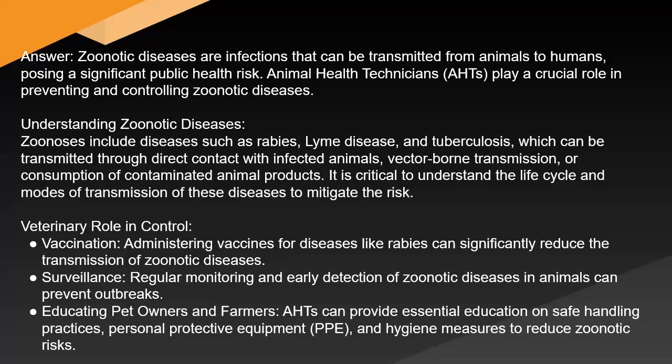Administering vaccines for diseases like rabies can significantly reduce the transmission of zoonotic diseases. Surveillance. Regular monitoring and early detection of zoonotic diseases in animals can prevent outbreaks. Educating pet owners and farmers. AHTs can provide essential education on safe handling practices, personal protective equipment (PPE), and hygiene measures to reduce zoonotic risks.